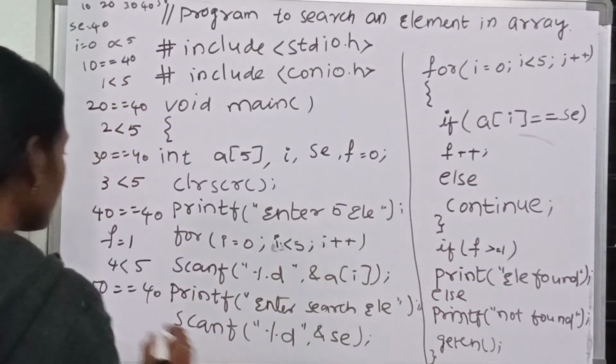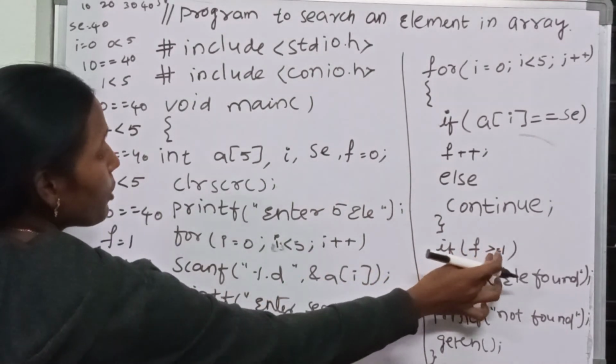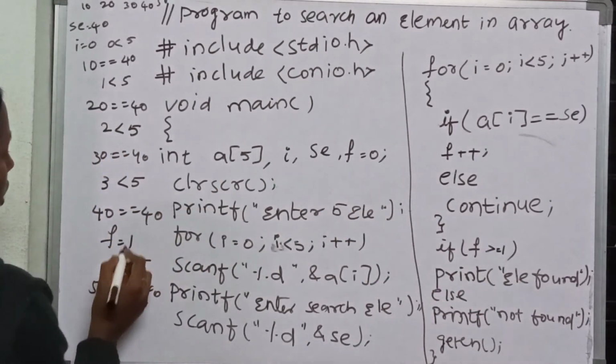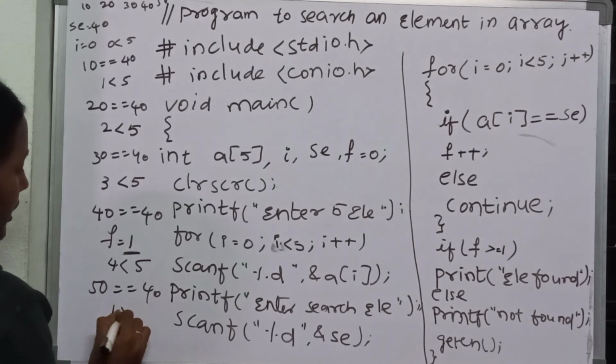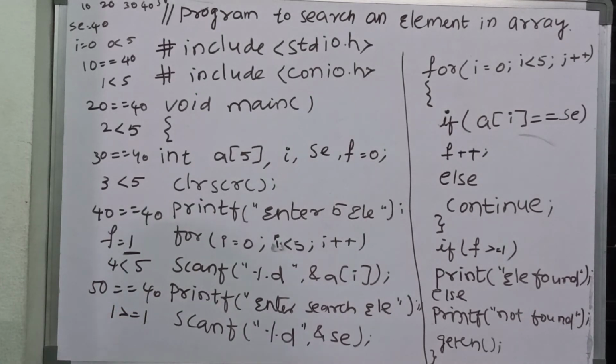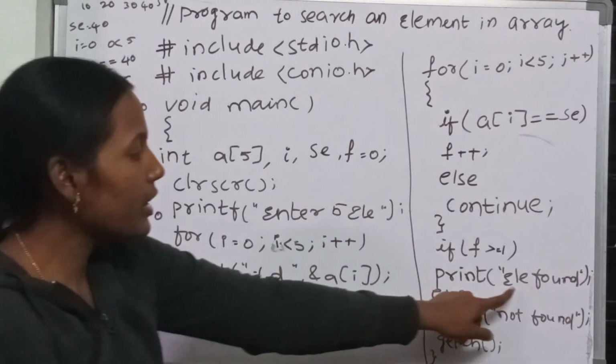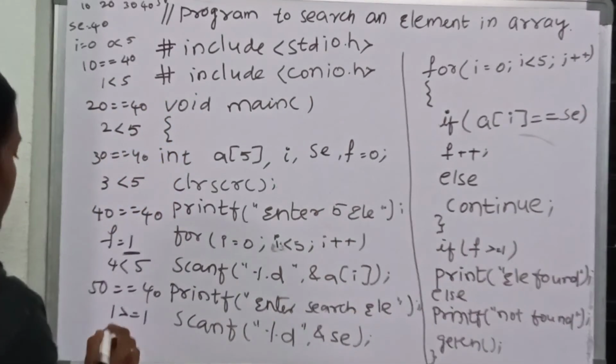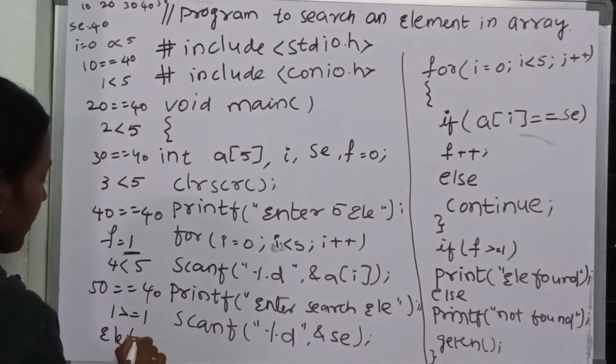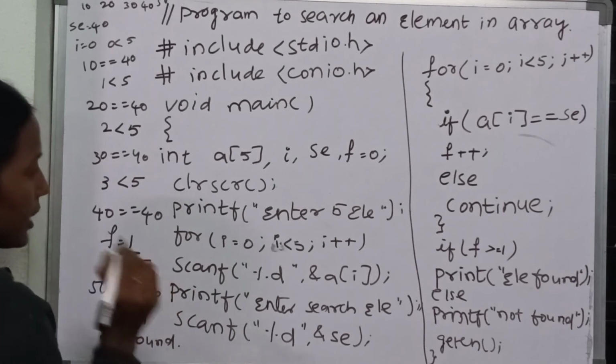Now if what are you writing? F greater than or equal to 1. So what is your F value here? 1 greater than or equal to 1. Yes. Condition true. So what will print? Element found. Element found message will be displayed.